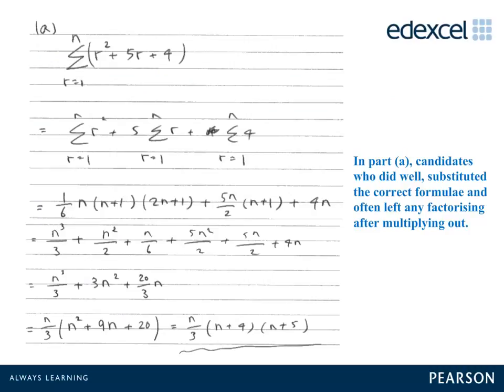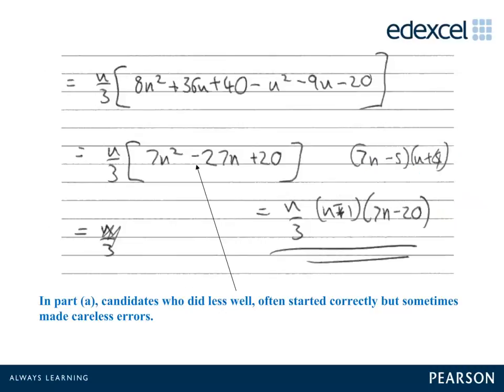In Part A, candidates who did well substituted the correct formulae and often left any factorizing after multiplying out. In Part A, candidates who did less well often started correctly but sometimes made careless errors.